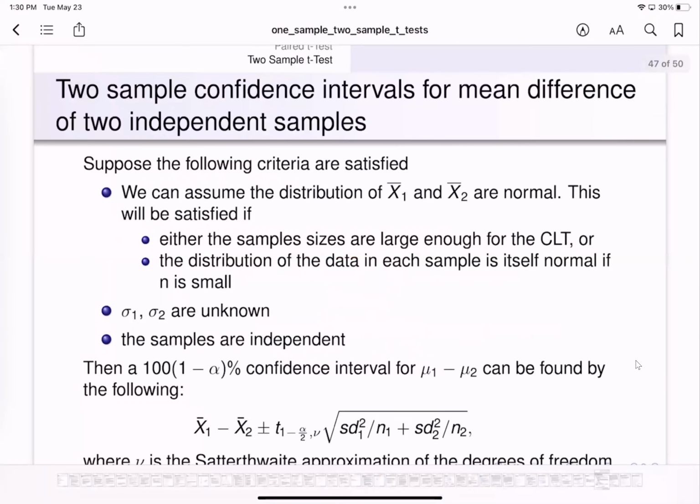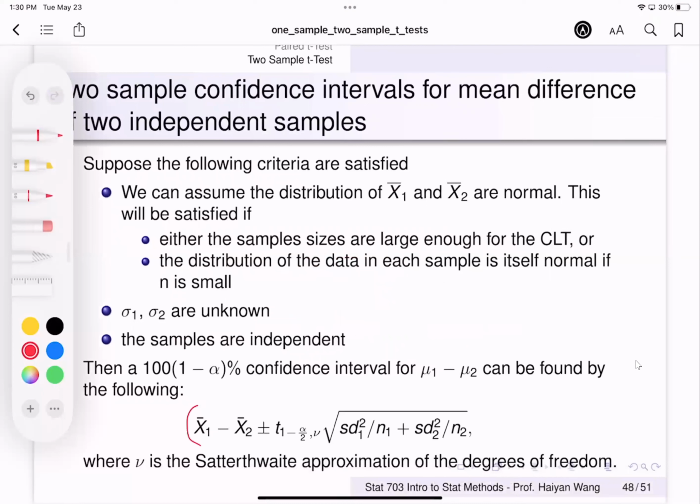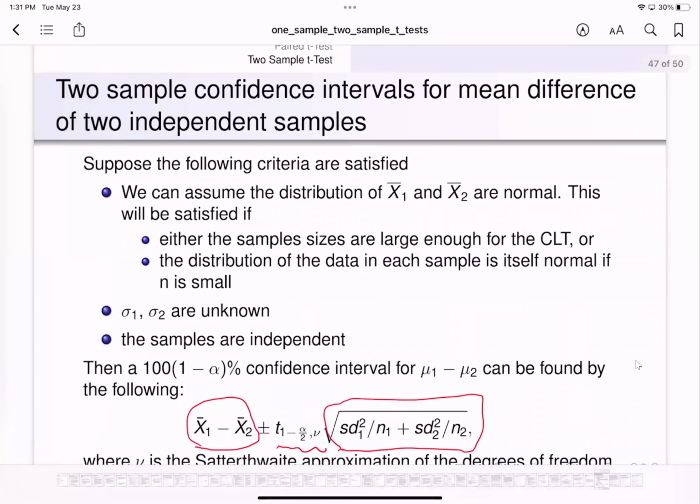We say fail to reject the null hypothesis. And if we are trying to construct a confidence interval for the mean difference, we will just use this point estimate, x1 bar minus x2 bar, and then plus or minus the t percentiles, times the standard error, which comes from this estimated standard error computed from the two sample variances. Again, for the t percentiles, we use the t-distribution with that new degrees of freedom, from the Satterthwaite approximation. Okay, so that's the confidence interval.